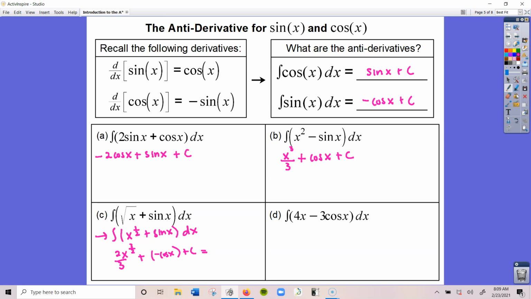And now we can rewrite this as 2 over 3 x to the 3 over 2 minus cosine x plus c. And this would be my final answer.